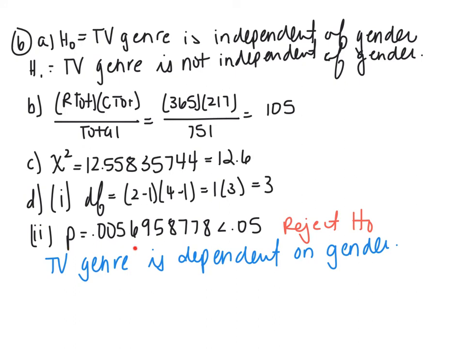So our p-value we calculated when we did our chi-squared test is 0.006, so that is less than 0.05, so we're going to reject the null hypothesis. That tells us our conclusion is that TV genre is dependent on gender.